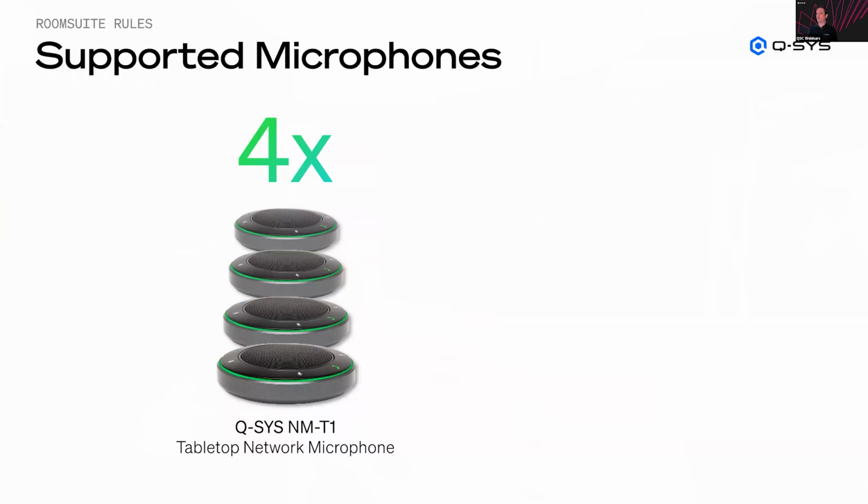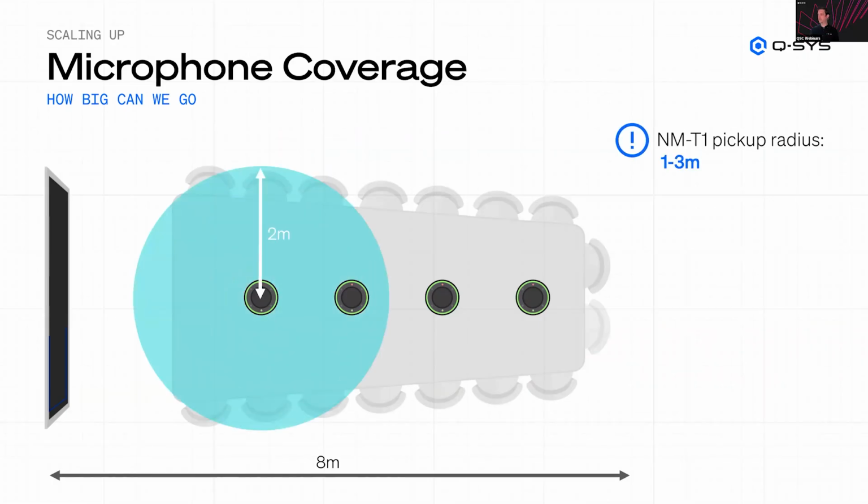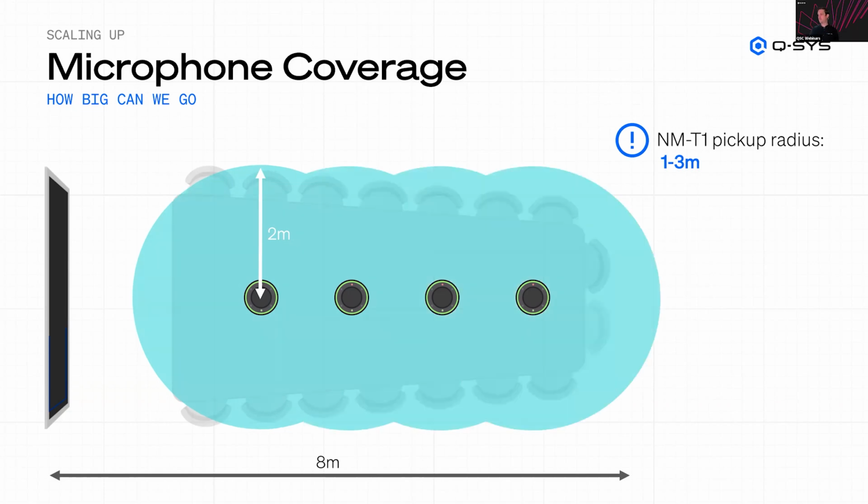All right, so again, we support up to 4 NMT1s. Each one of those has 4 separate beams, so a lot of pickup there. Full 360 on all of them. You can see it's 8 meters deep at that point. So yeah, that's what I tell people. It's like a 24-foot, 25-foot room, something like that. Pickup radius is 1 to 3 meters, so you can cover the table pretty well with these NMT1 mics. You can see 4 of them, very well covered there.